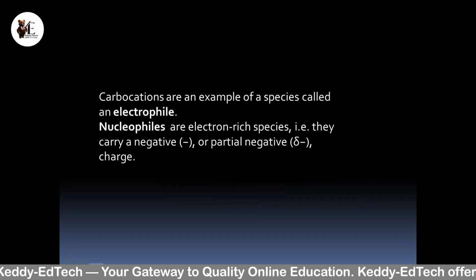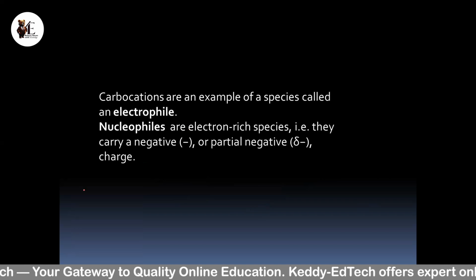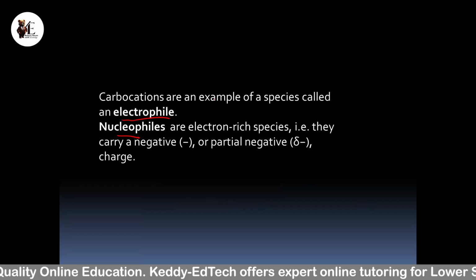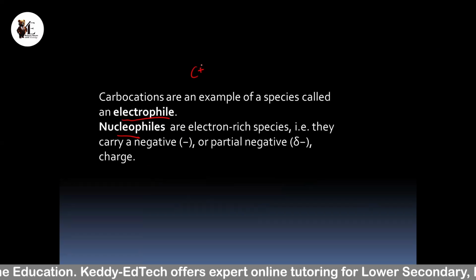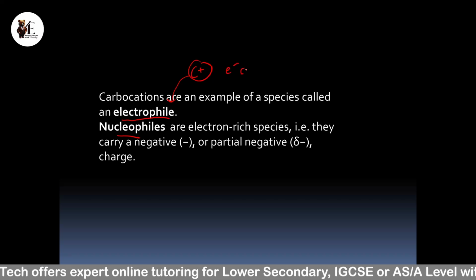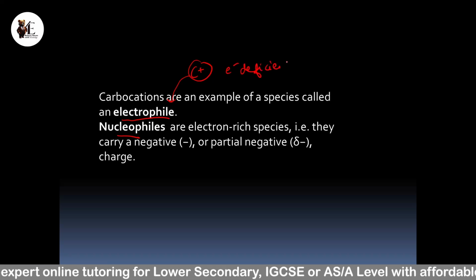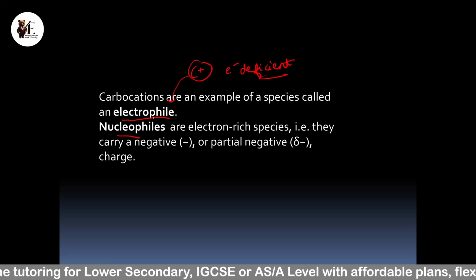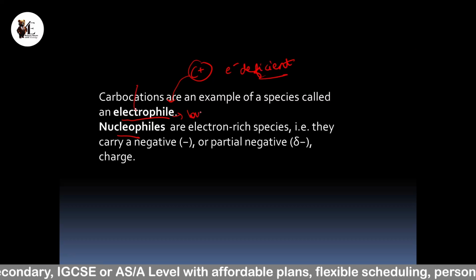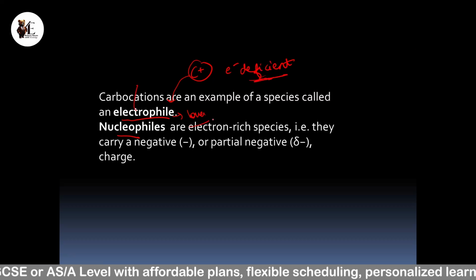Okay. So next is your difference between electrophiles and nucleophiles. So carbocations are an example of a species called electrophile. Carbocation is electrophile. They are electron deficient. As you know that carbocation is electron deficient, so they are called as electrophile. Okay, electro means electron and phile means lover. So it is electron lover because it is electron deficient.